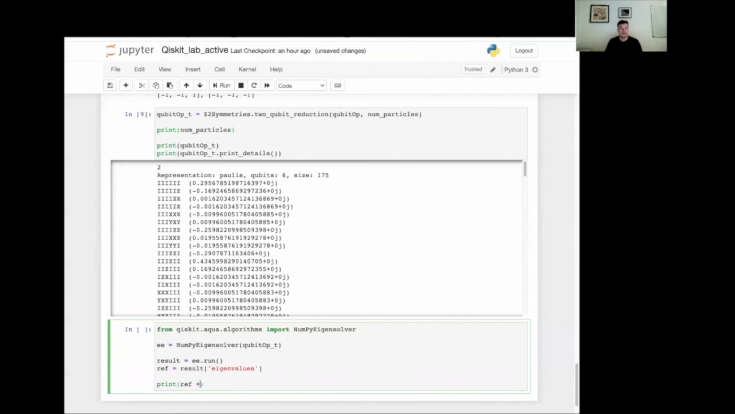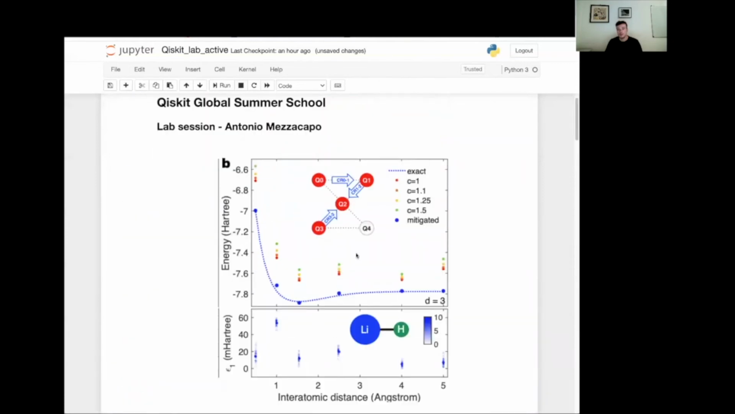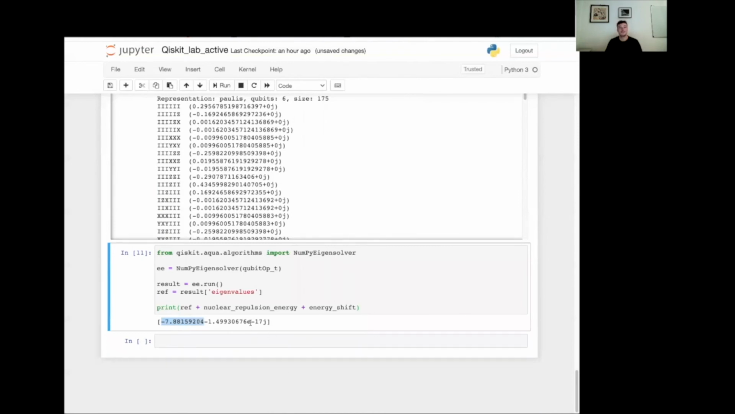But let's not forget that the ground state energy for our qubit operator has to be shifted by the nuclear repulsion energy that we computed previously, and also the energy shift coming from the freezing of the two 1s orbitals for the lithium atom. Okay, so the sum of these three energies gives us minus 7.88 hartrees, which if you take a look at this plot here, kind of matches the energy value at the interatomic distance of 1.6. So, you know, this 6-qubit operator is capturing the physics of the molecular system that we're trying to tackle.